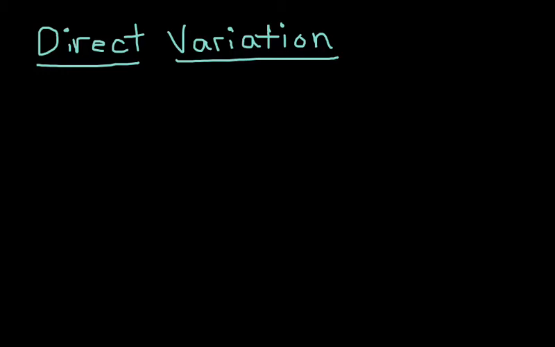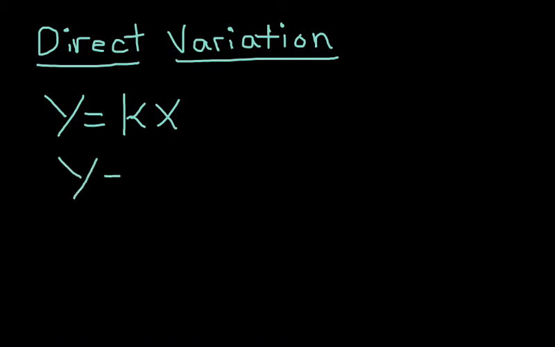In this lesson, we're going to talk about direct variation. Direct variation is a common variation where y and x are related by a constant ratio or constant rate. It's represented by the equation y equals kx, where the k is called the constant of variation. Constant of variation is always a set number.